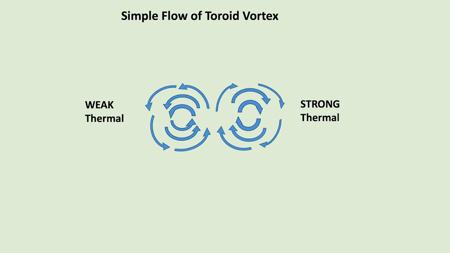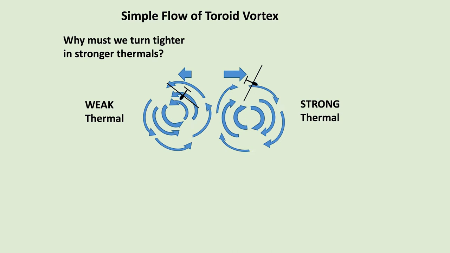Simple flow of the toroidal vortex again, with the weak flow and the strong flow. The weaker the thermal, the weaker the outflow. The stronger the thermal, the stronger the outflow. So why must we turn stronger in tighter and stronger thermals?